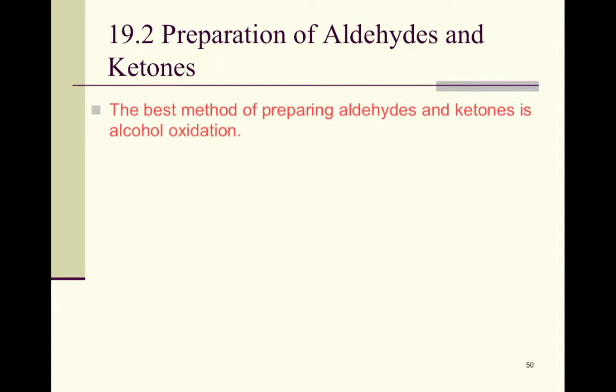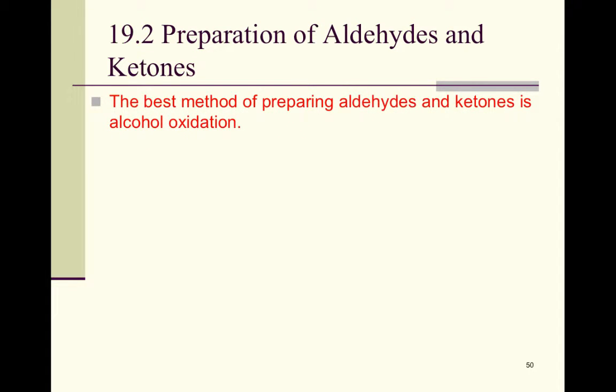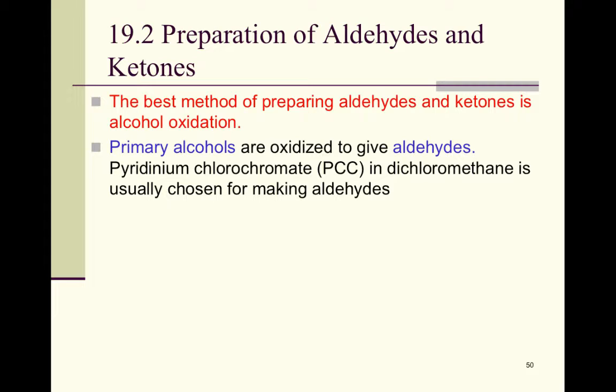Preparation of aldehydes and ketones. The best method of preparing aldehydes and ketones is alcohol oxidation. Primary alcohols are oxidized to give aldehydes, and PCC and dichloromethane is usually chosen for making aldehydes.